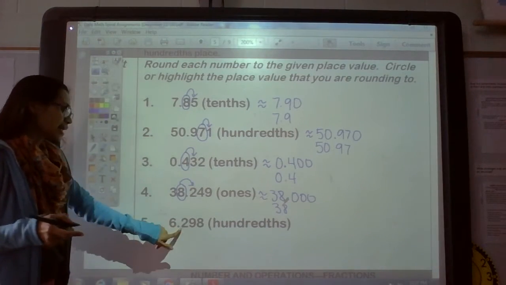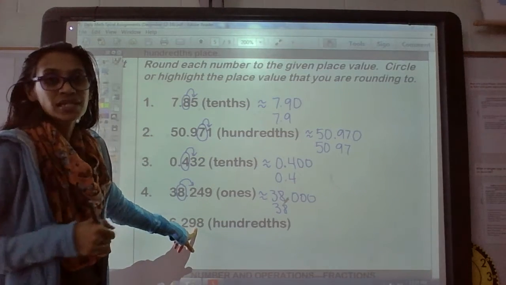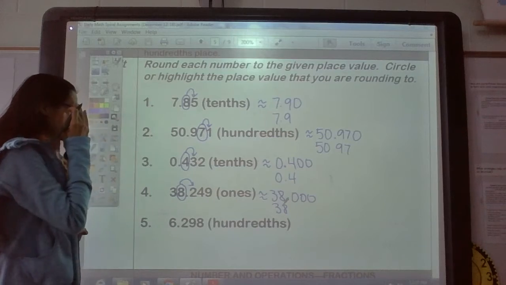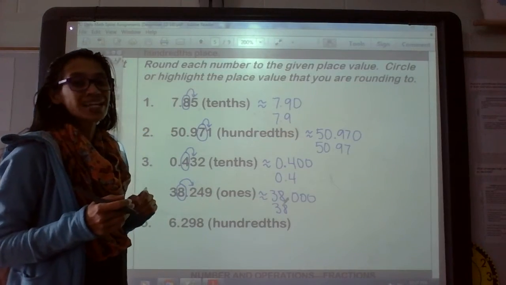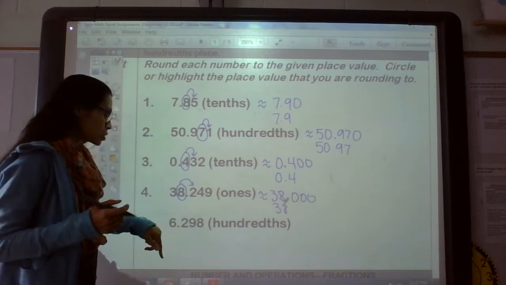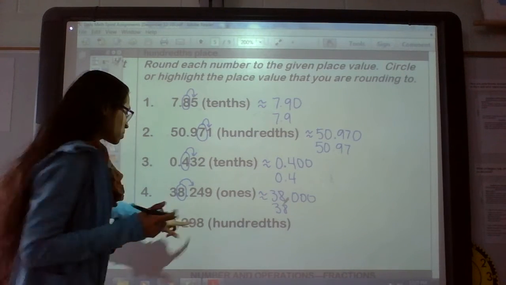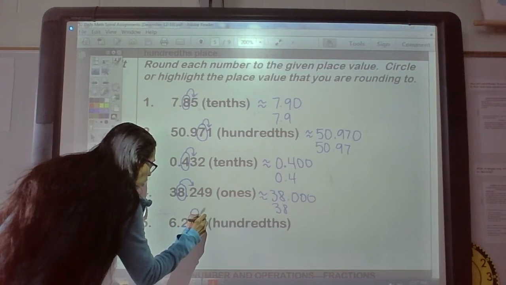On to the last one. We have 6 and 298 thousandths. We are rounding to the hundredths place. First, circle the digit in the hundredths place. Which one's that? Tenths, hundredths, thousandths. Bam, right there. The 9. And the 9 looks next door.